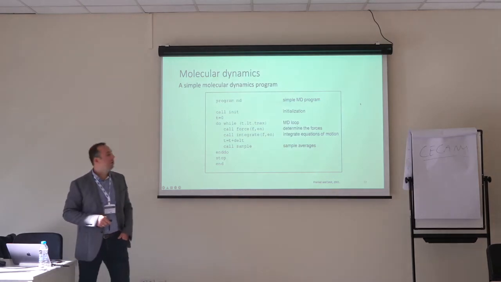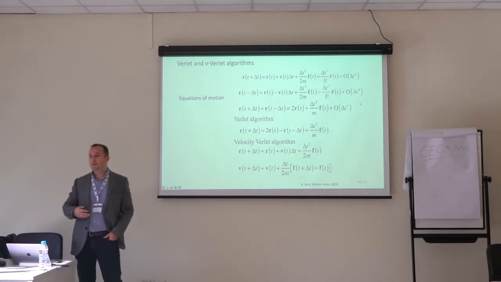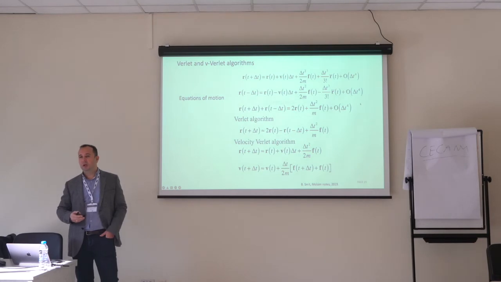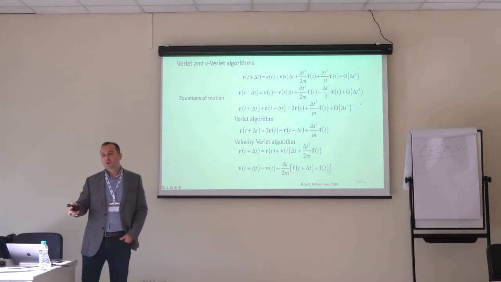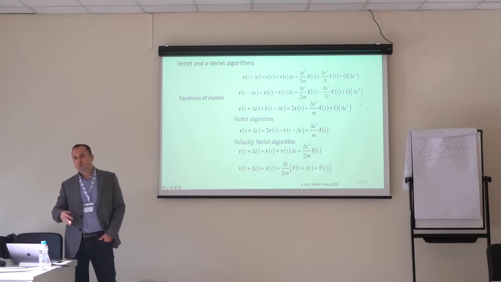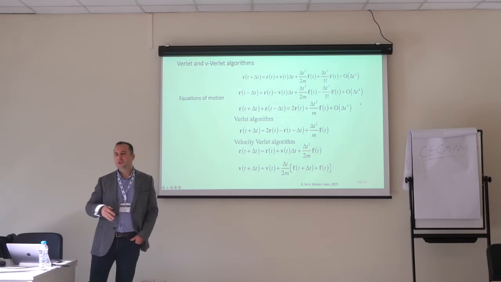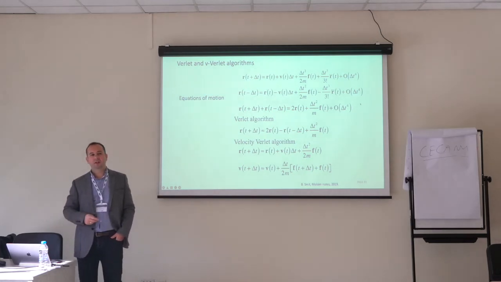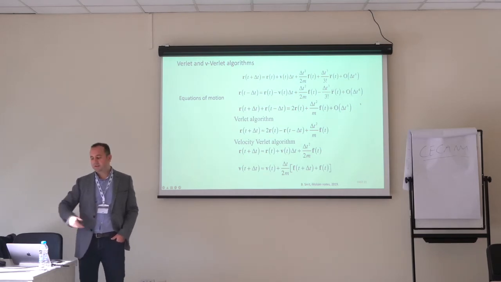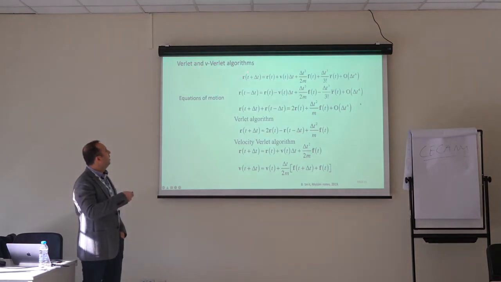So I already told you about the integration of motion. How do you actually integrate? Because if you solve F equals ma, you end up with the acceleration. So you need to use this acceleration, velocity and the positions of the current particles to estimate the particles at the next iteration. That is called the Verlet or velocity Verlet algorithms.